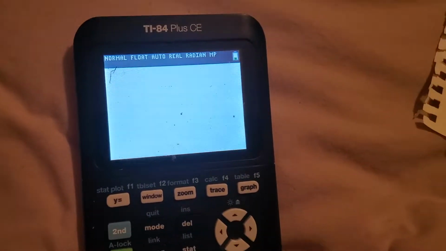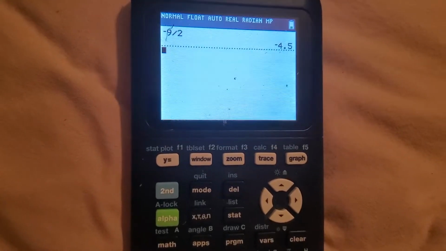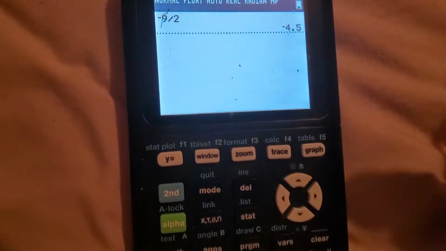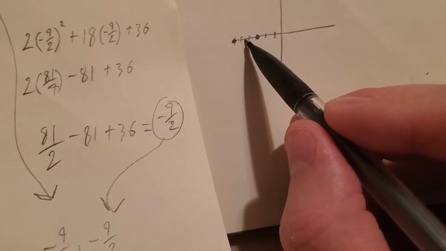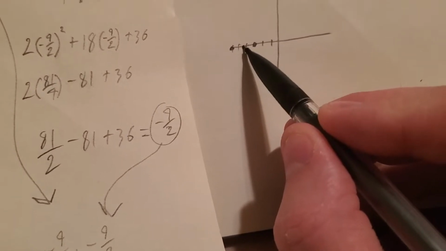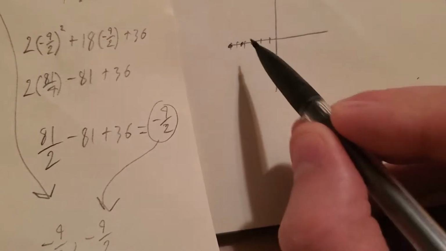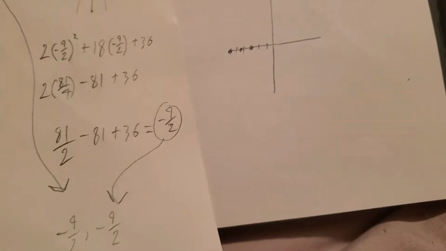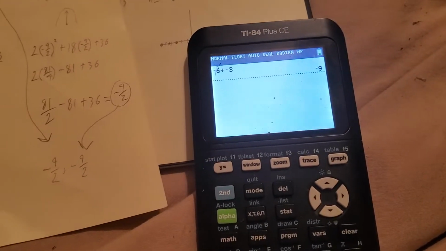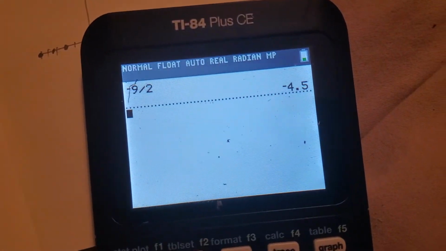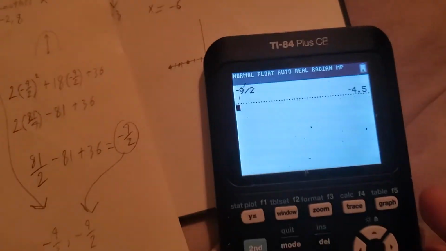If you take negative 9 divided by 2 and hit it in decimal form, it's negative 4.5, which you can see is indeed the halfway point between these. So this is negative 3, that's negative 4, and negative 4.5 is right here. That is halfway between negative 6 and negative 3. If you want to prove it, you can say negative 6 plus negative 3, divided by 2, is negative 4.5.